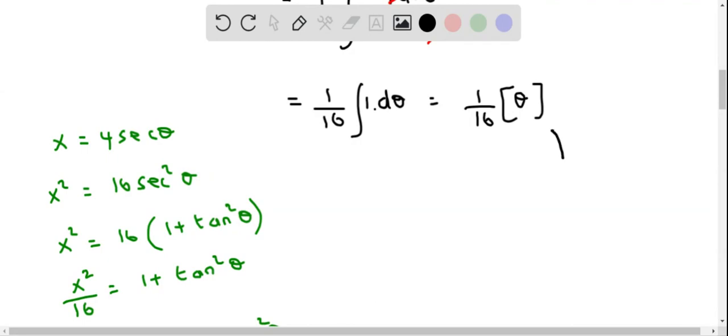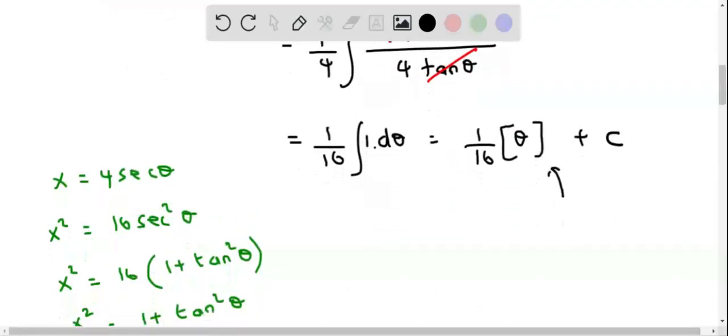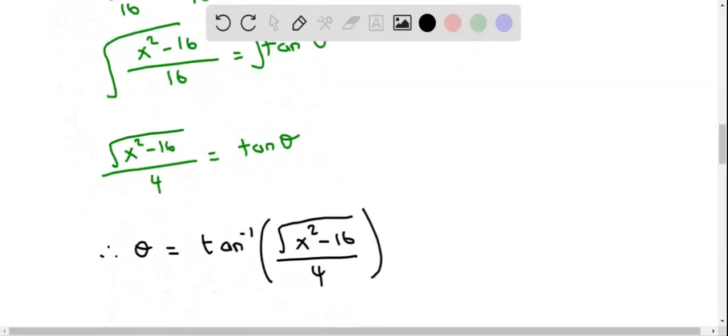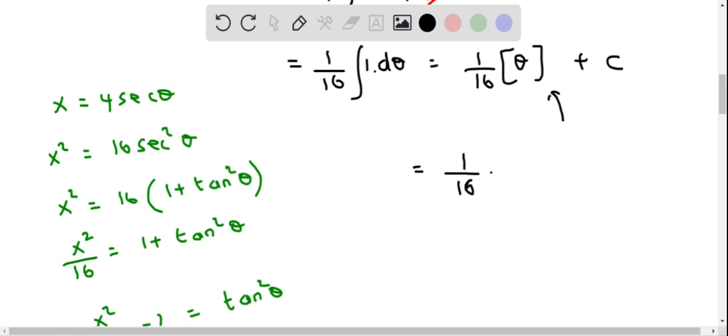So now we can replace this theta here. We will also have to put the constant of integral c once we integrate. So I put plus c. And so this equals 1 by 16 times the theta, which is tangent inverse of the square root of x squared minus 16 by 4. We can write this tangent inverse as arctan also. So it is arctan of the square root of x squared minus 16, divided by 4. So this is the expression of arctan. So it's basically 1 by 16 times arctan of root x squared minus 16 by 4.